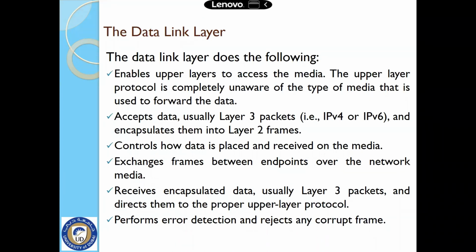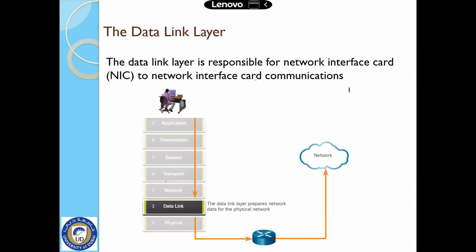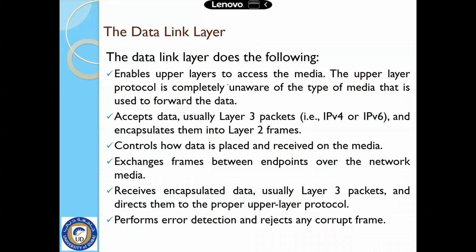All right, so here are some features or jobs of the data link layer. It enables upper layers to access the media. By upper layers, we mean network and above. Now the upper layers are unaware of the type of media, whether it is wired or wireless, copper, fiber optic. It accepts data usually from layer 3, whether IP version 4 or 6, and encapsulates them into layer 2 frames. Layer 2 frames, we have seen them, they are the Ethernet frames. It also controls how data is placed and received on the media.